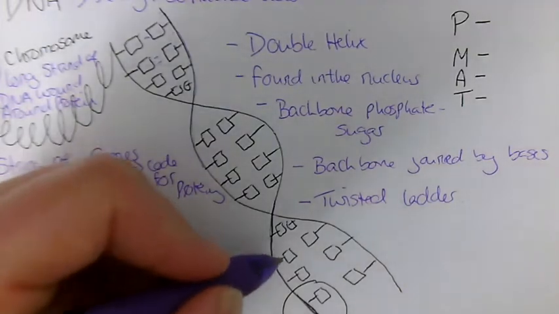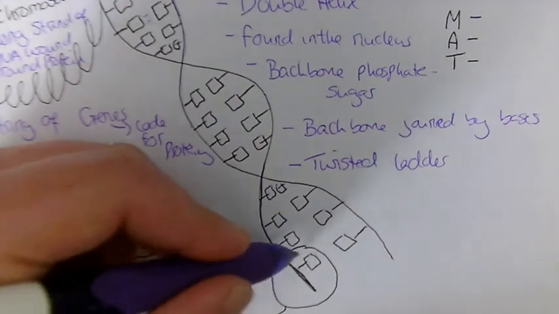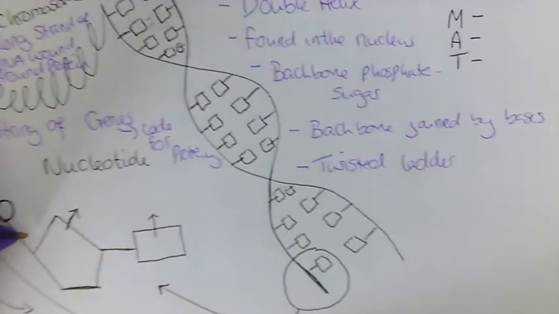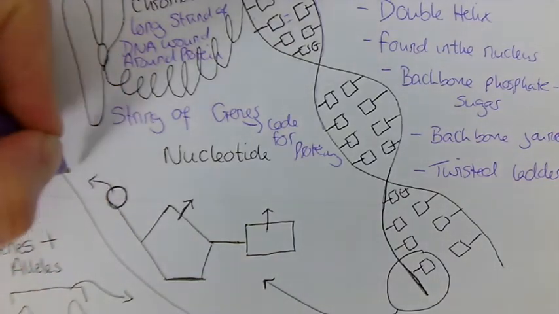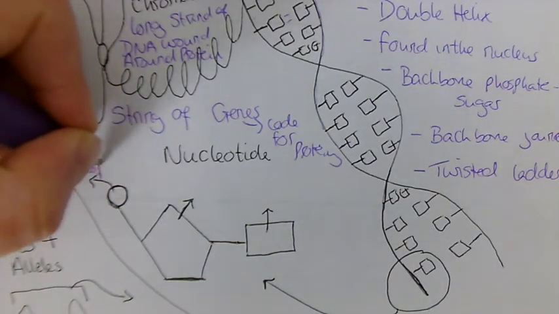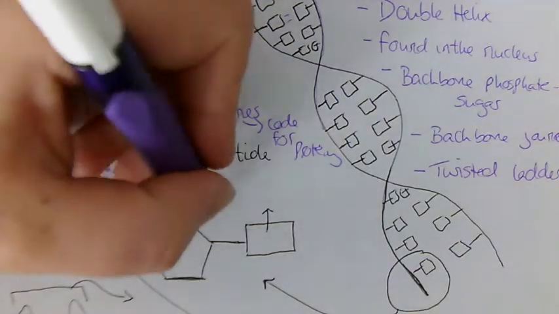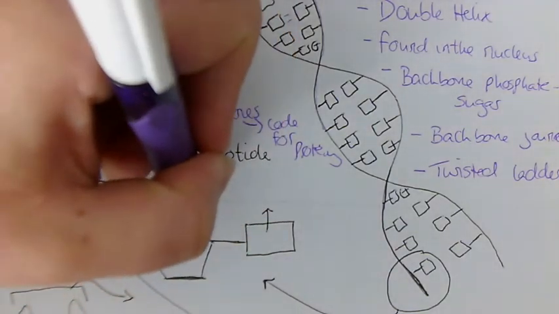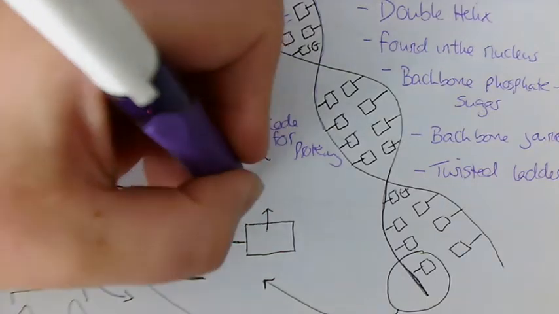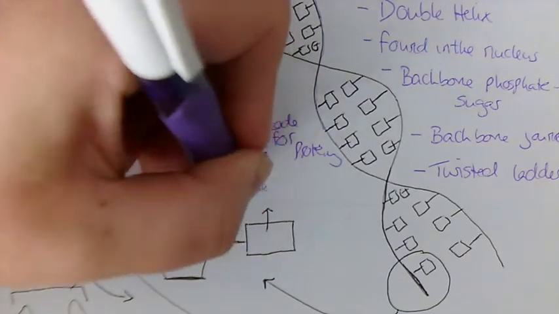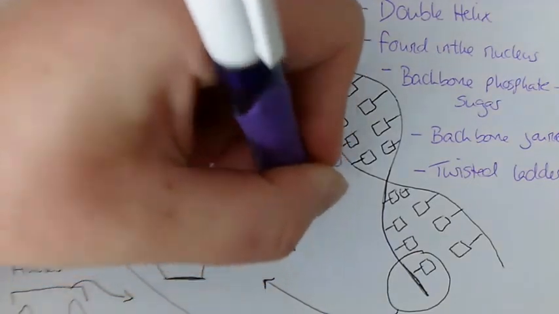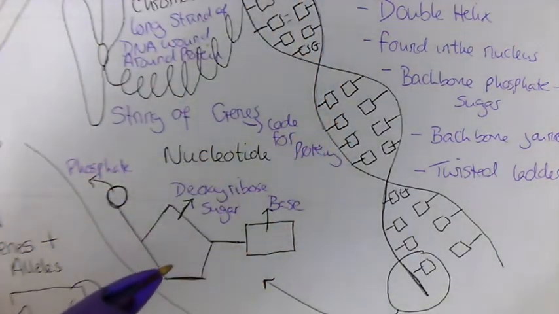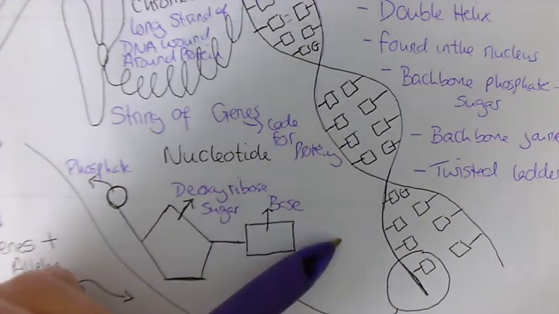So each section, like this, is known as a nucleotide. Okay, so this is a nucleotide. If we go down to a smaller level, we can then see this is our phosphate. This is our deoxyribose sugar. And this is our base. So that is one part of this.